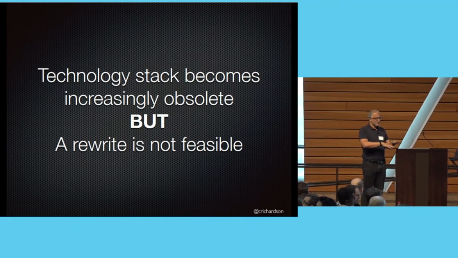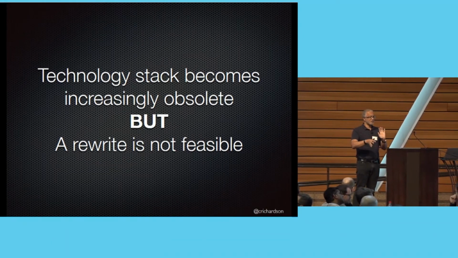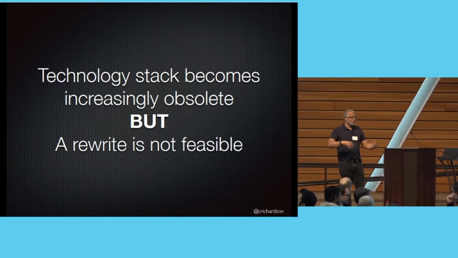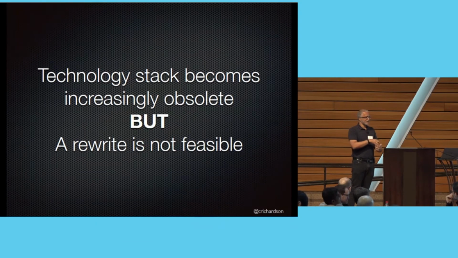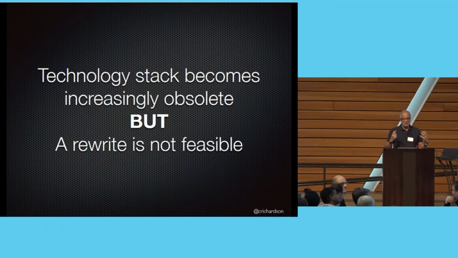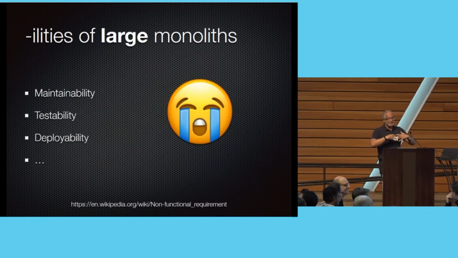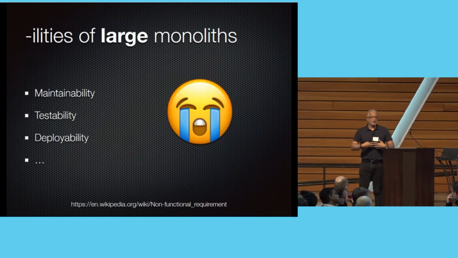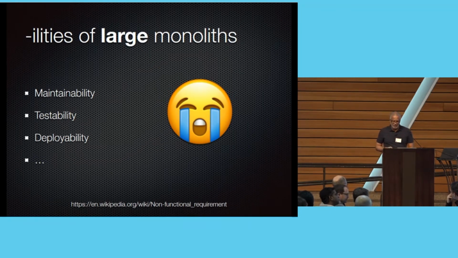So you've got this code base that's a squalid, sprawling slum written using some ancient technology that you have difficulty hiring people to develop. Basically, you're in this world of pain, and the ilities of your architecture are not good. It's not maintainable, it's not testable, and it's not deployable. That's the motivation for the microservice architecture.